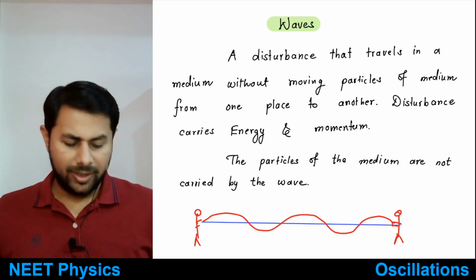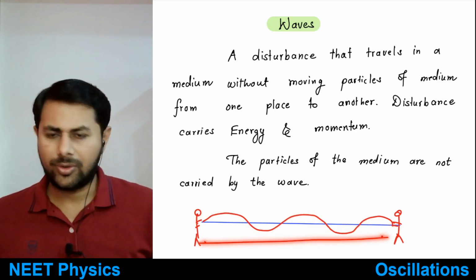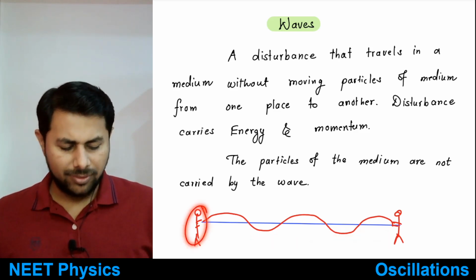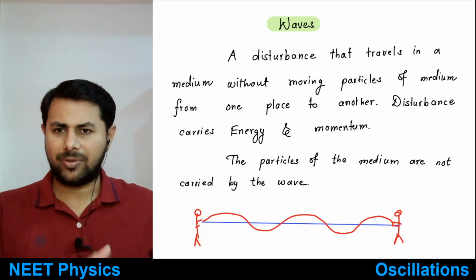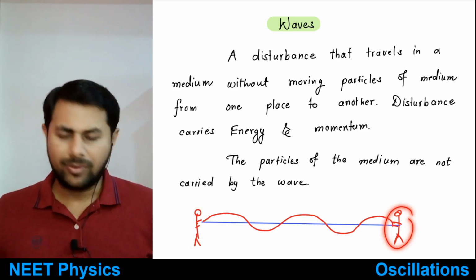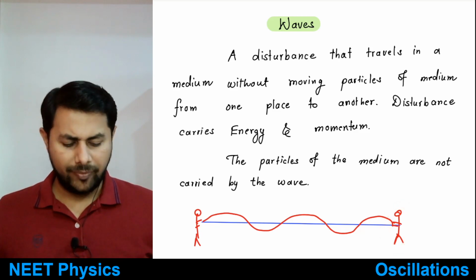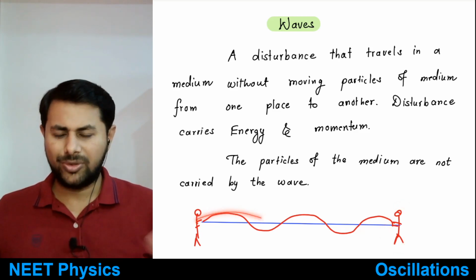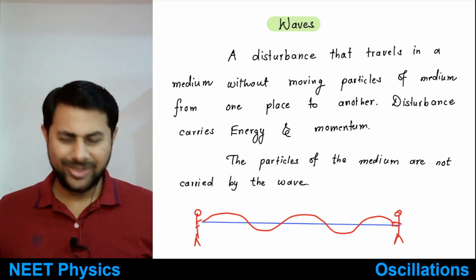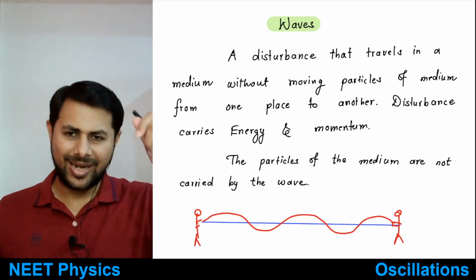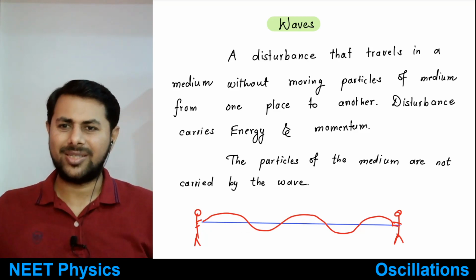What's happening? Is the string moving from you to your friend? One end is held by you, another end is held by your friend, suppose. Does the string move from you to your friend? No. What moves? This wave moves, right? So the wave is formed at one end and it travels to the other end.